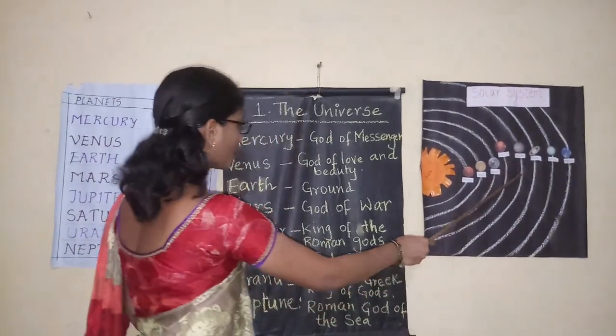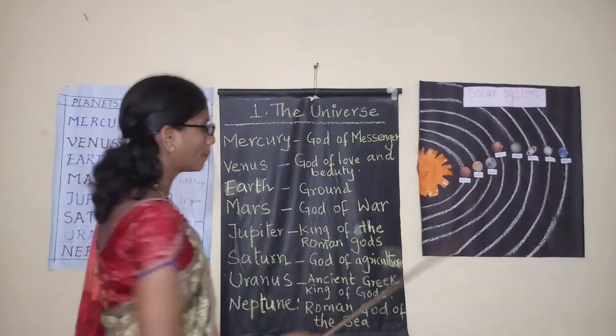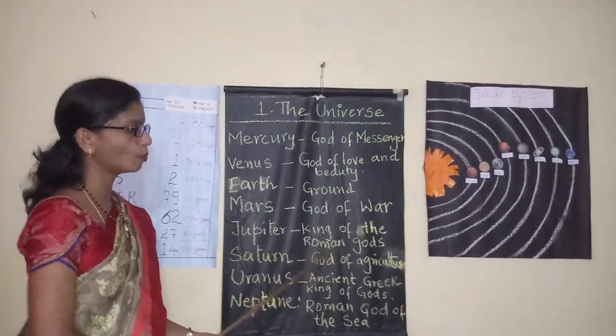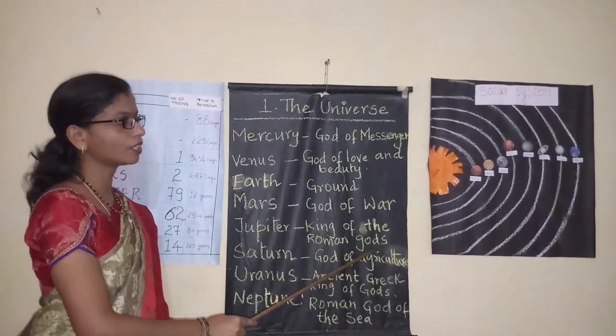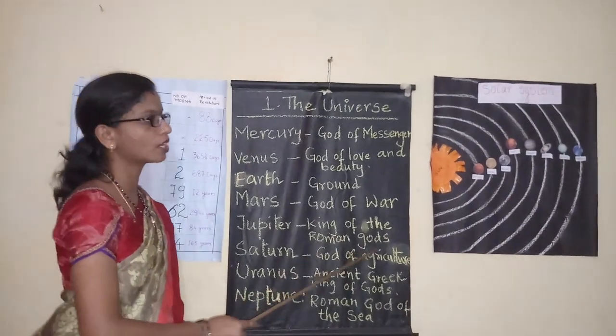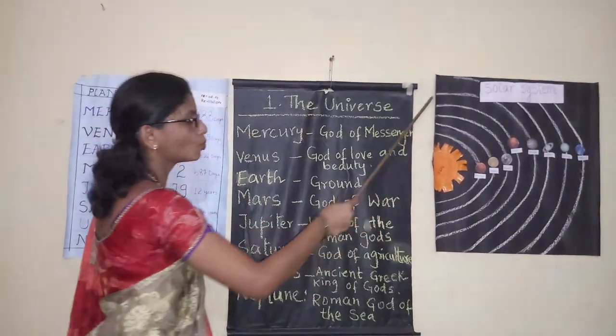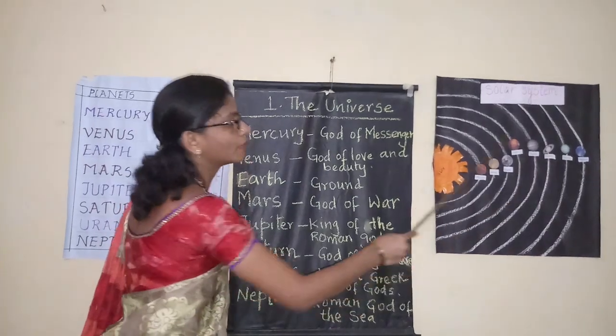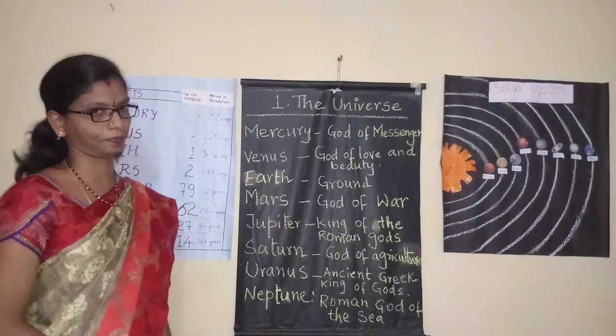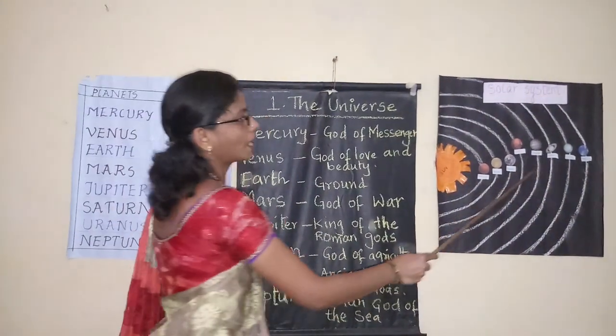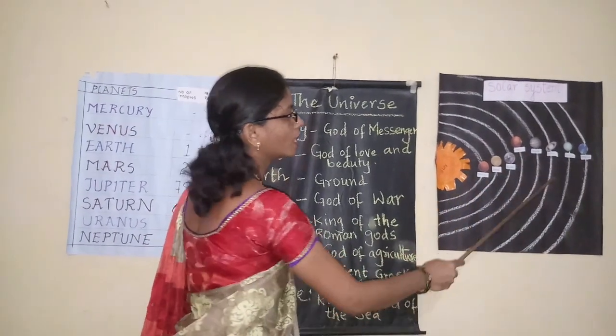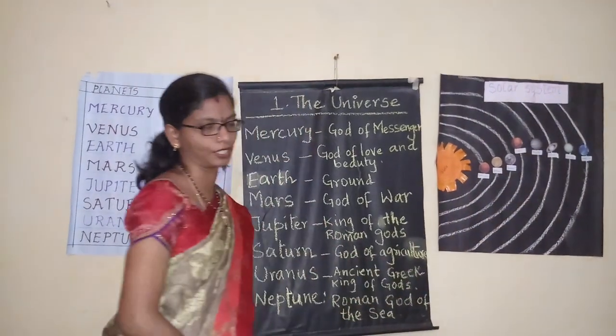And this Jupiter is known as the king of the Roman gods and it takes 12 years to complete one revolution around the sun.